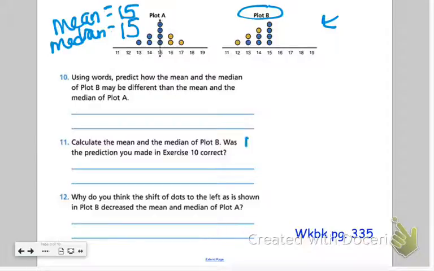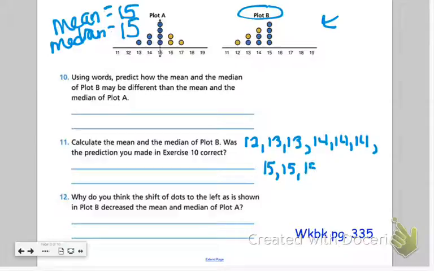We've got 12, 2 13s, 3 14s, and 4 15s. And what I'm going to do is calculate the mean by adding them all up and then dividing. When I add them all up, I'm going to get 140, and then I'm going to divide by 10 because I have 10 numbers, and 140 divided by 10 is going to be 14. So the mean is 14.